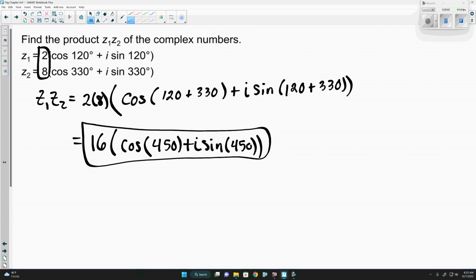This is a lot easier than multiplying the two complex numbers. Questions on this here?